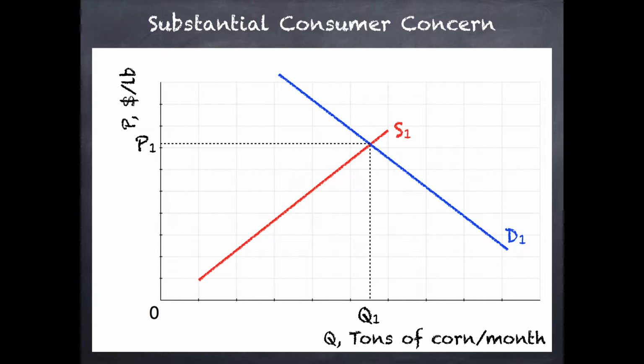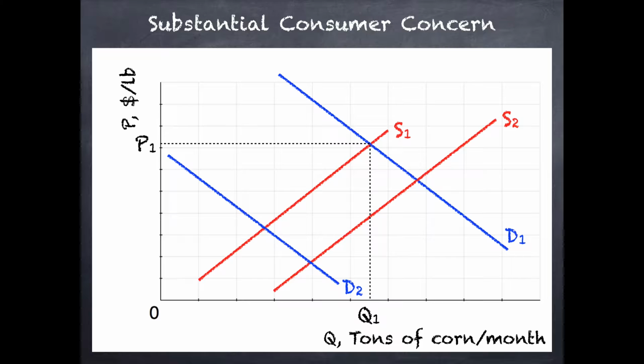Now let's take a look at the scenario where we see a substantial consumer concern, meaning that the demand curve is going to shift dramatically. So with the introduction of the genetically modified corn, we see that the supply curve shifts to the right. So here's our original supply curve. Here's the new supply curve. And we have substantial consumer concern, so the demand curve is going to shift quite a bit to the left, as we show here with demand curve 2.